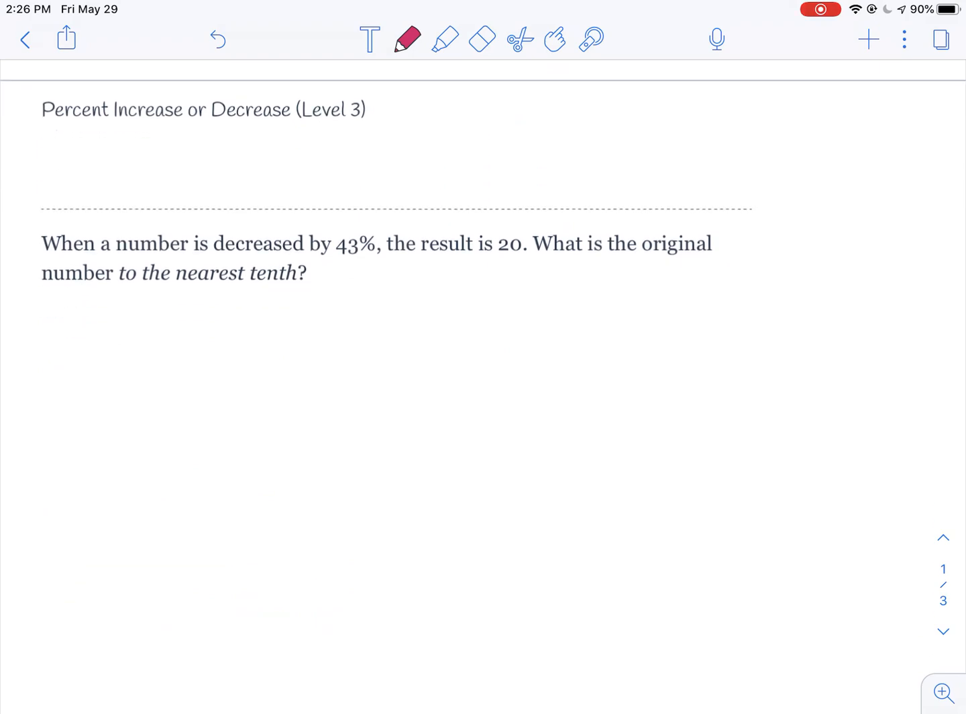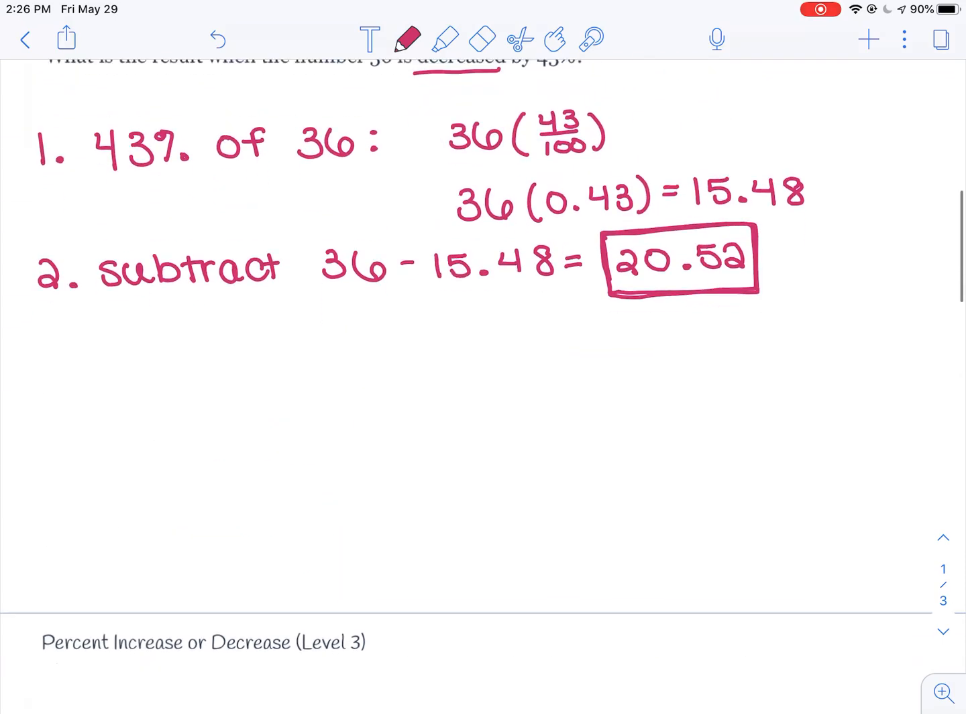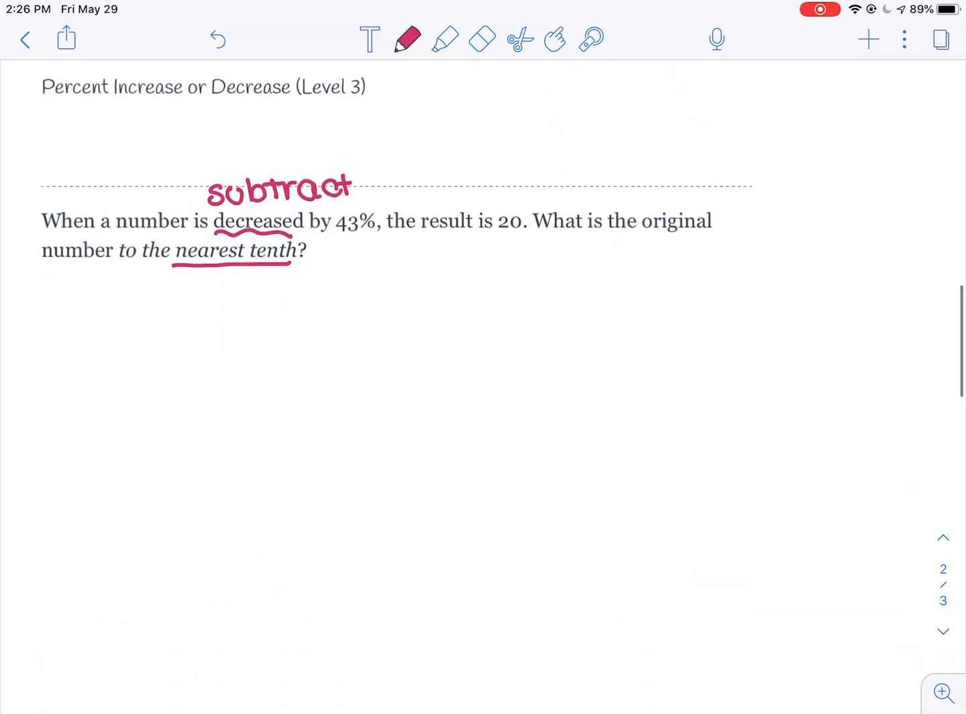Okay, and level 3, the reason this is considered level 3 is because now we're going to be rounding. So you have to remember your rounding skills. So when a number is decreased, again, that's going to be subtract, by 43%. Wasn't the last one 43%? Oh, I didn't do that on purpose. The result is 20. Okay, so what is the original number?